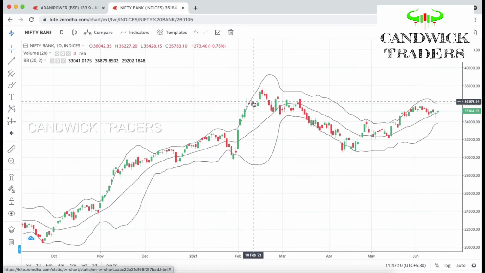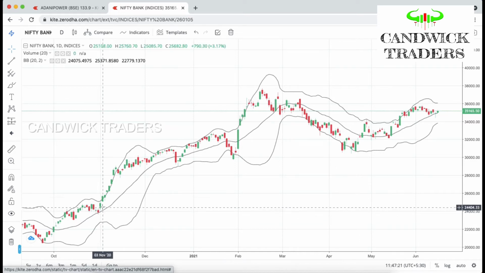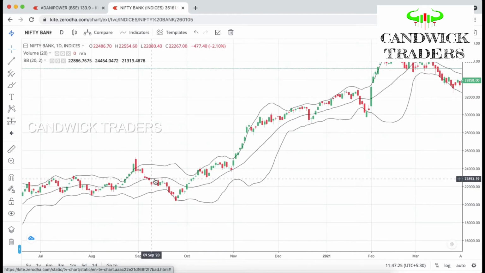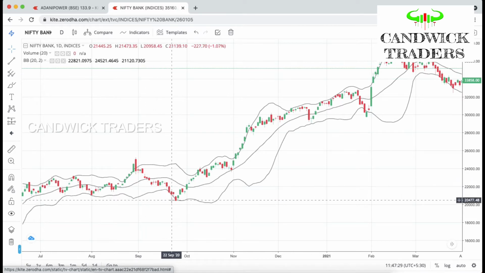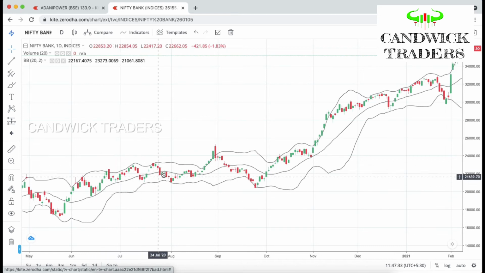Another point with the Bollinger Bands: if the price is moving above the 20 moving average, or the middle band, we can call it an uptrend. If it is below the 20 moving average or middle band, we can call it a downtrend. If it is hovering between these bands, it is called a sideways market.